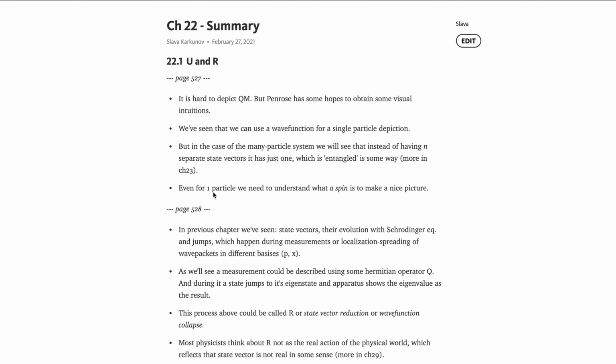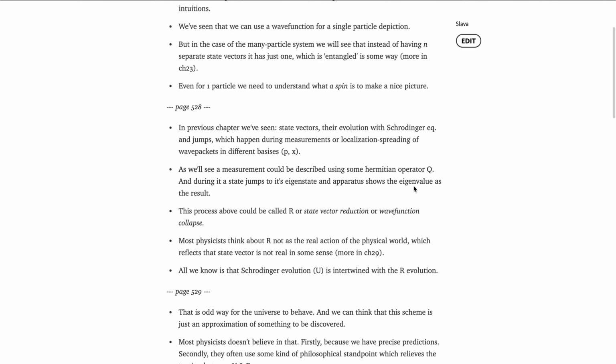Even for one particle, we still will need to understand, for example, what spin is to make a nice quantum mechanical or geometrical picture for a quantum system. On the next page, he says that in the previous chapter we've seen that we have state vectors and their evolution described by the Schrodinger equation, and also jumps while measuring something, and we can depict that as localization and spreading of the wave packets in different bases like P or X.